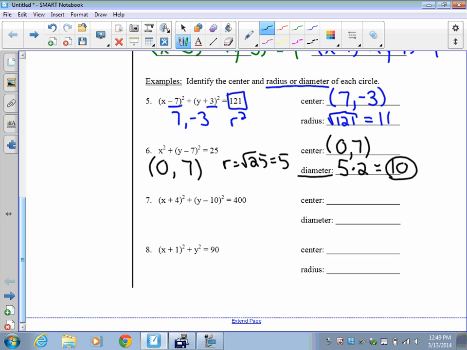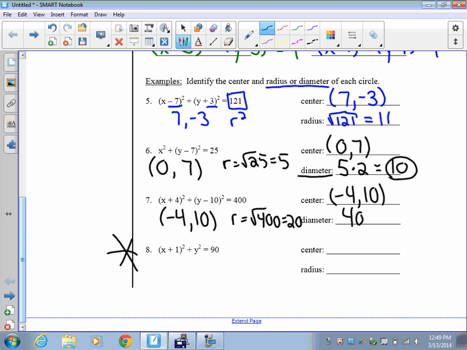Again, we have another one that asks for diameter, but before that, the center is going to be (-4, 10). Again, we're taking the opposites there, and the diameter is going to be double the radius. So the radius is equal to the square root of 400, which is 20. That means the diameter needs to be 40. Try this one on your own. The radius is not going to be a whole number. That's your hint.